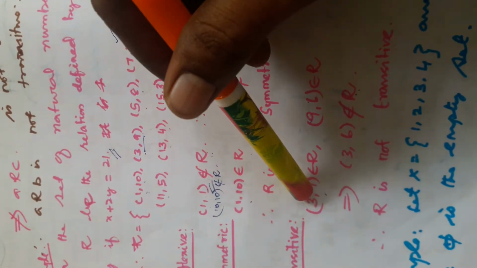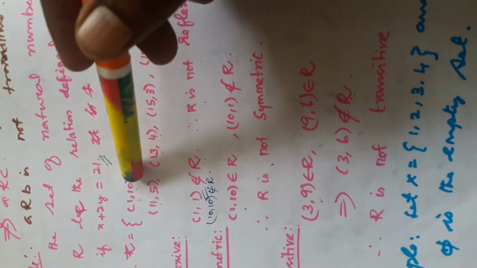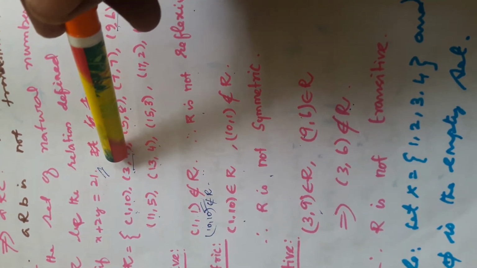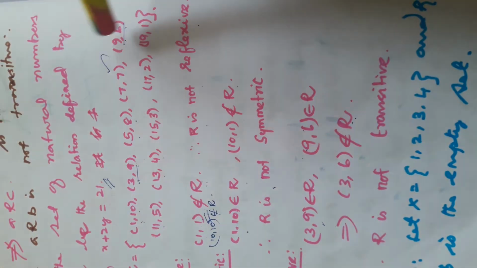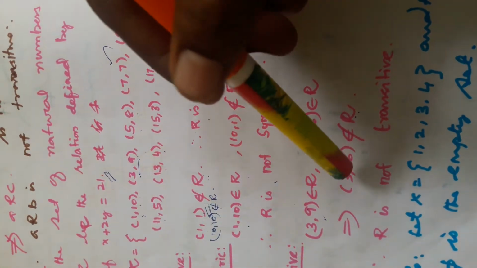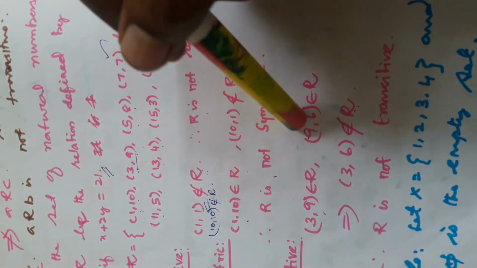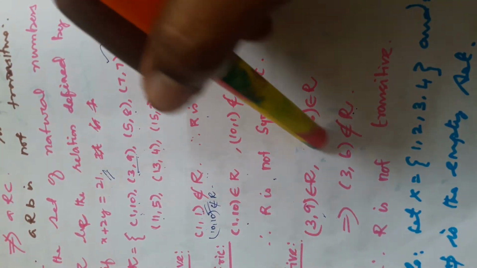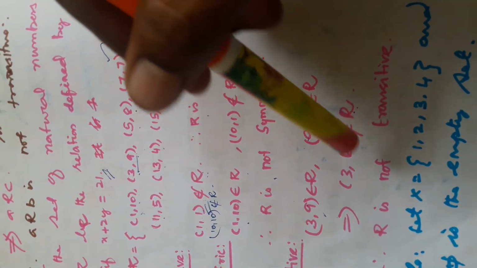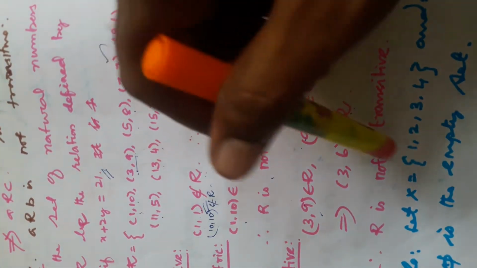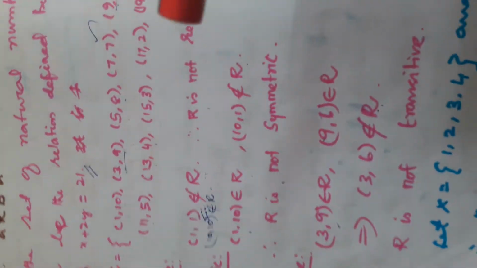And transitive: you have 1 comma 10, but I am not taking 1 comma 10. I am taking 3 comma 9 and 9 comma 6. 3 comma 9, 9 comma 6, then we need 3 comma 6. The 9 and 9 you can cancel, actually, like this for your understanding. These two numbers would be equal, and the final answer will be the first and last one. 3 comma 6 does not belong to R. Then R is not transitive. It's like the extremes in a proportion.